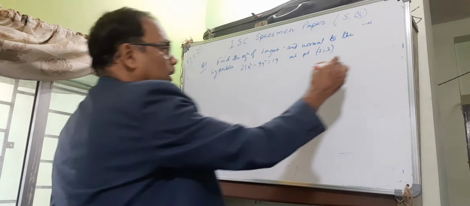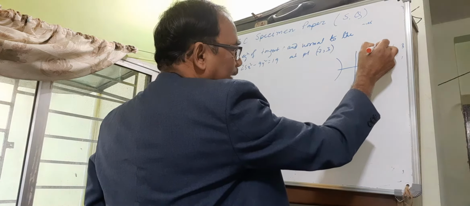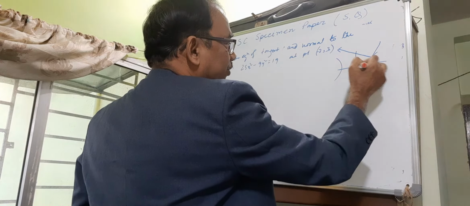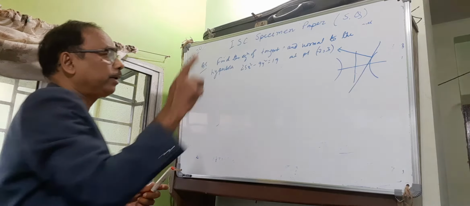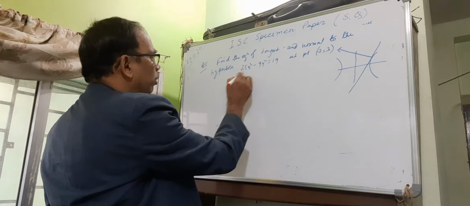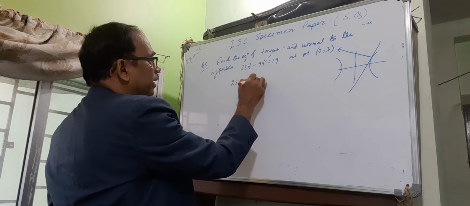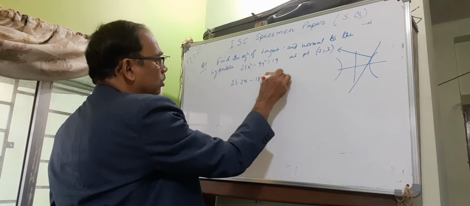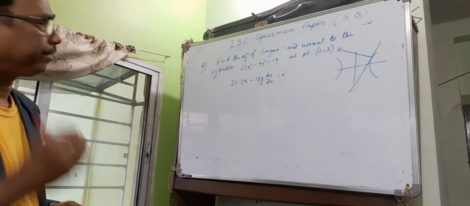You know hyperbola. This is the hyperbola. This is the tangent and this is the normal. You have to find tangent and normal. You know the equation of tangent, y minus y1 equals m into x minus x1. So we have to differentiate this equation, that is 25 into 2x minus 18y dy by dx equals 0. Differentiating both sides, we have to get dy by dx, which is the gradient.